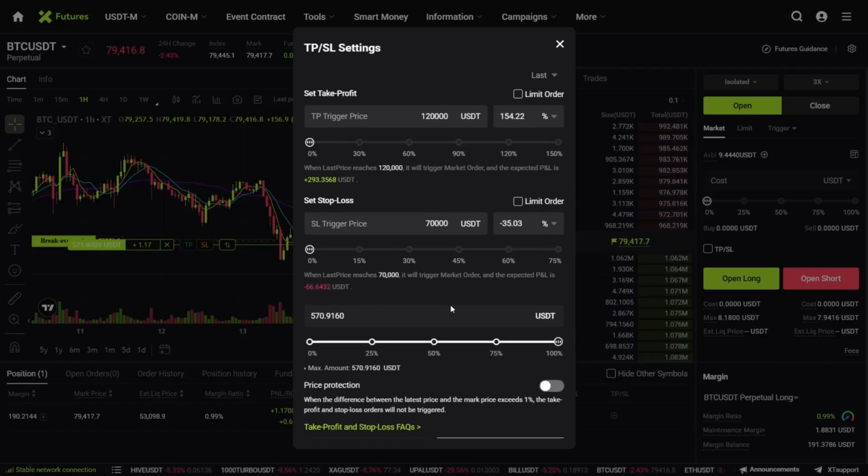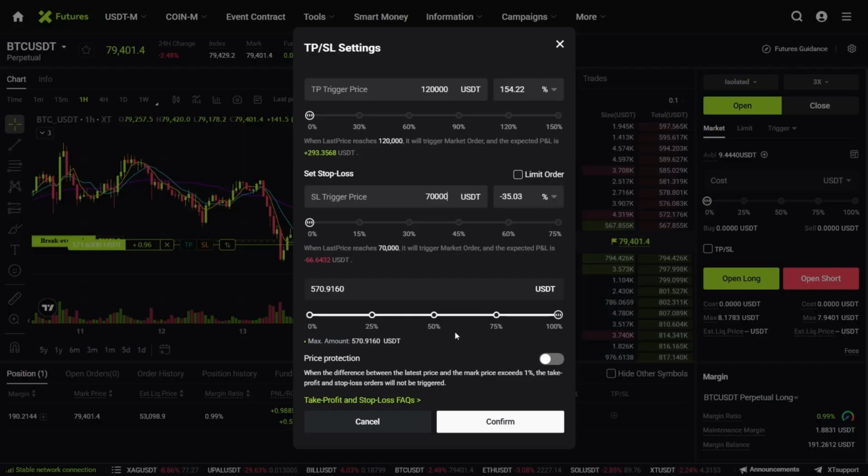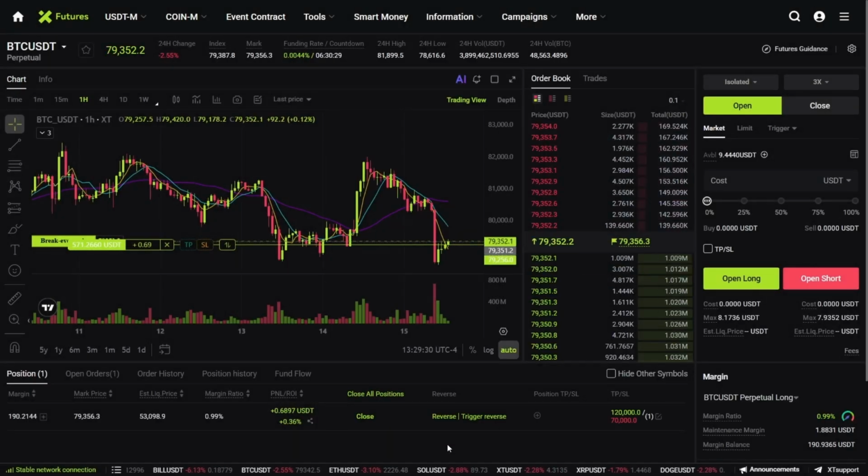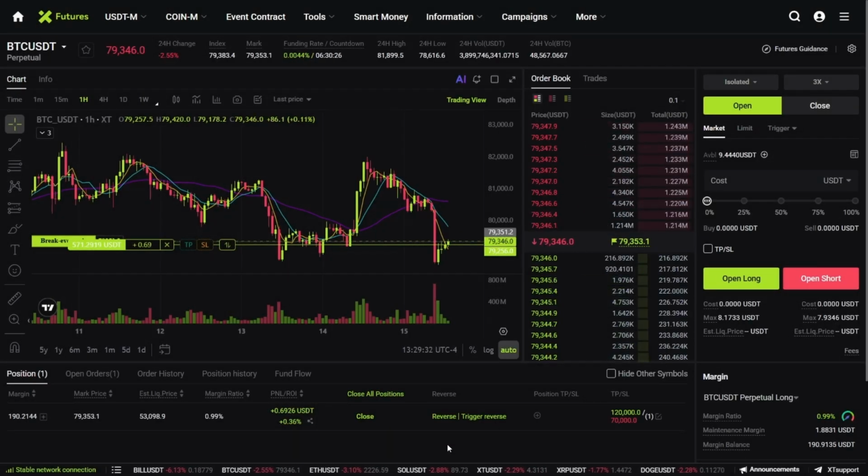Now we just need to scroll down a bit, and we can see we can choose how much of our position we want to include. So we are going to do 50%, and we are going to confirm this order. So now we have our first partial take profit and stop loss position.